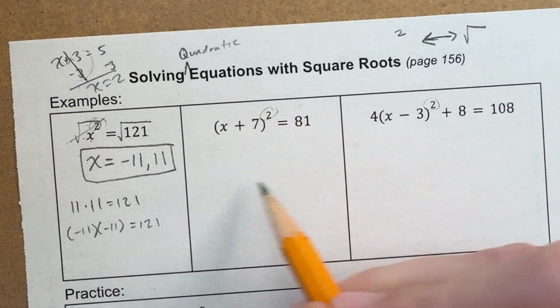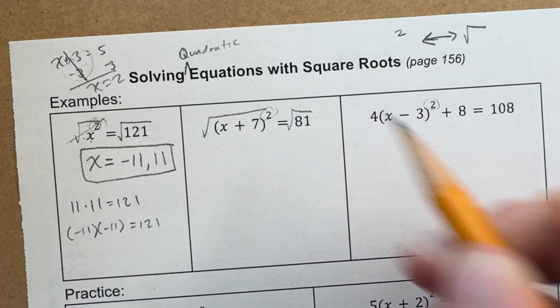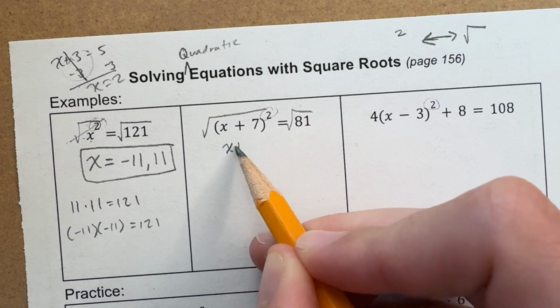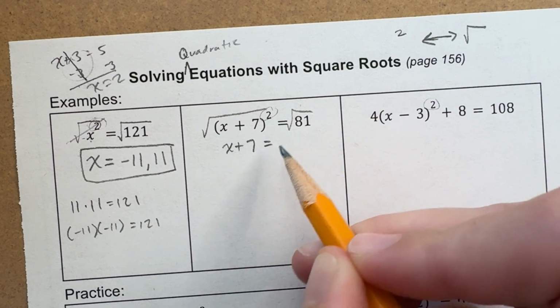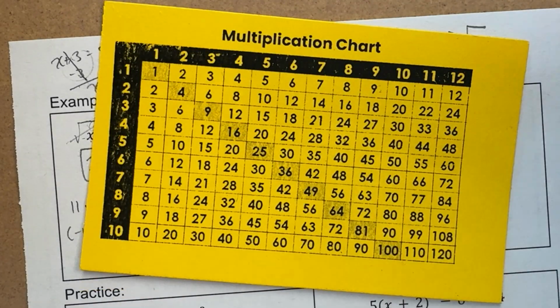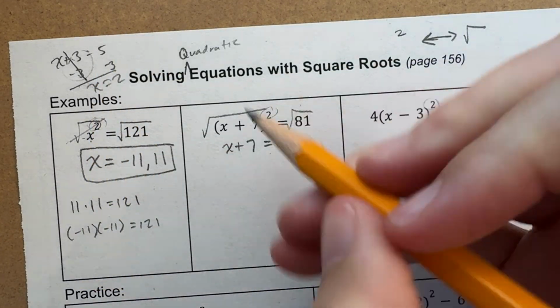Okay, now the same thing, it's going to start off the same here. I have all of this being squared, so I'm going to square root it. Then I have x plus 7 equals the square root of 81. What's the square root of 81? Well, it's 9, right? And look, I can look along the diagonal here. 81 is 9 times 9. Could be 9, or it could be negative 9.